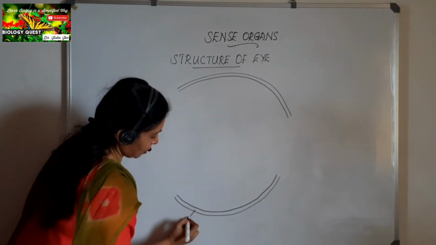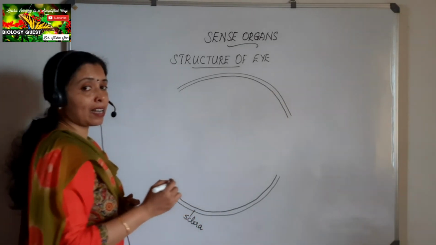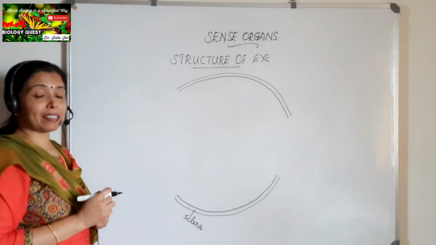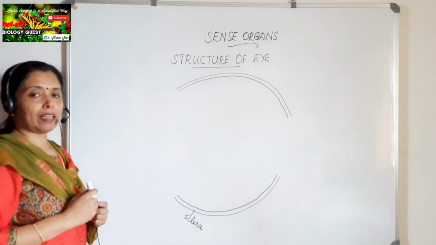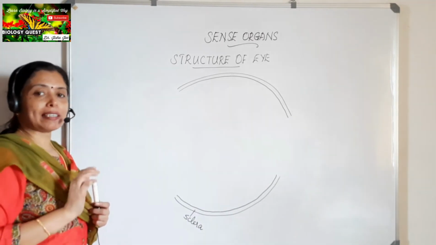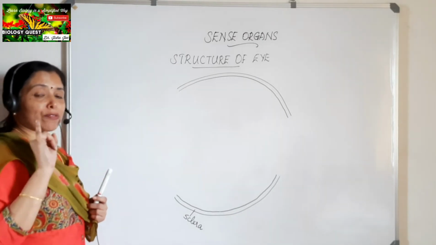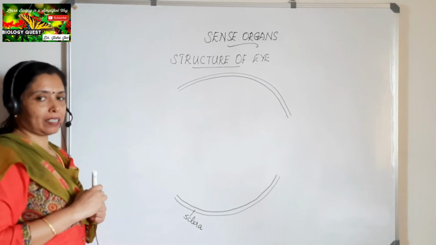Okay, that is the sclera. The sclera is formed of tough fibrous tissue, and it is white in color. The white part that you can see here in our eye is actually the sclera. So that is the outer layer. It is formed of tough and fibrous tissue, and it is white in color.